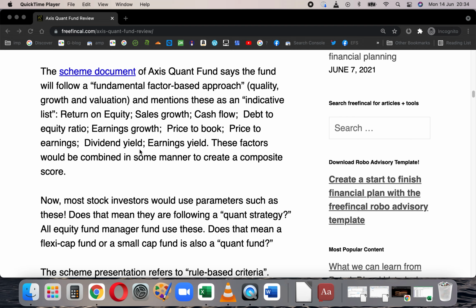What is most amusing is, if you look at the scheme document, it says the fund will follow a fundamental factor-based approach, and they say that the indicative list is return on equity, sales growth, cash flow, debt to equity. Now, just because you are using these numbers doesn't mean you are running a quant fund. Any normal fund manager managing a portfolio, or even a personal portfolio or a diversified equity fund, will be using factors like return on equity, sales growth, dividend yield, earnings yield, and so on. Just because you are using these numbers doesn't mean you are running a quant fund. I don't know what to call this.